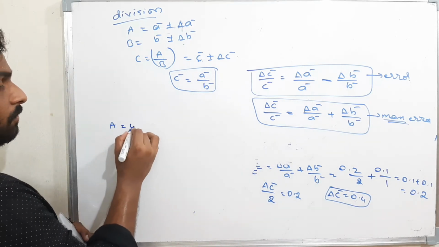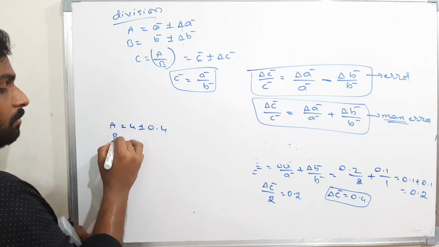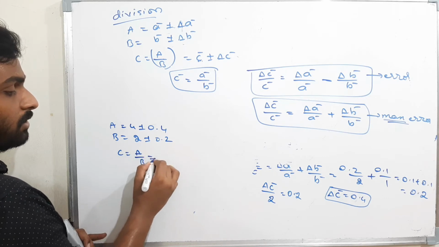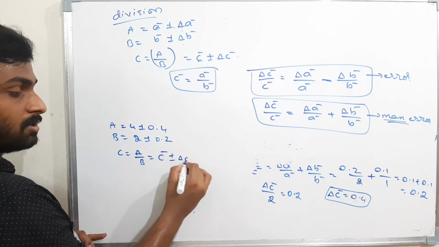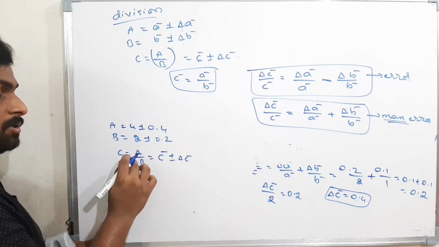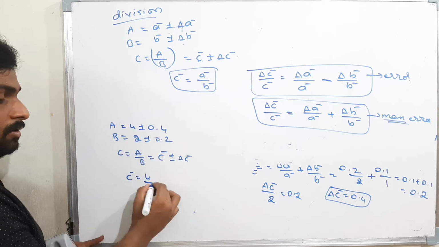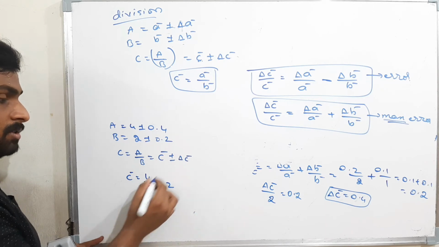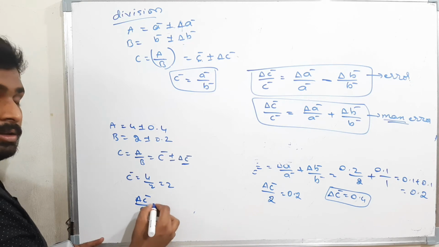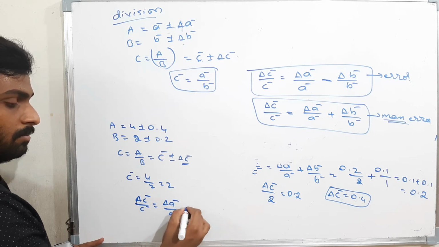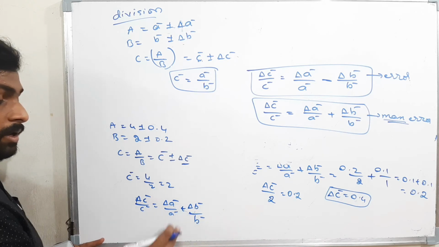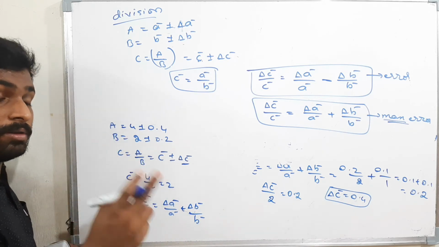Now A is equal to 4 plus or minus 0.4, B is equal to 2 plus or minus 0.2, and C is equal to A by B, which is represented in the form C bar plus or minus delta C bar. Now tell me, what is C bar? C bar will take the same operation, therefore 4 by 2, that is nothing but 2. Now how to find delta C bar? I have to use this formula: delta C bar by C bar is equal to delta A bar by A bar plus delta B bar by B bar. Always they will tell to find the maximum error, therefore I should keep plus.